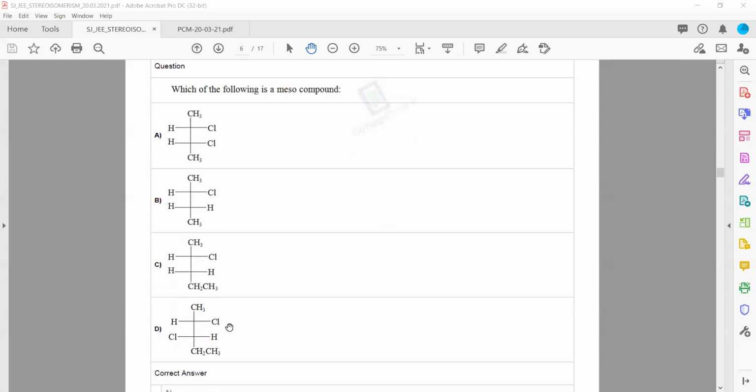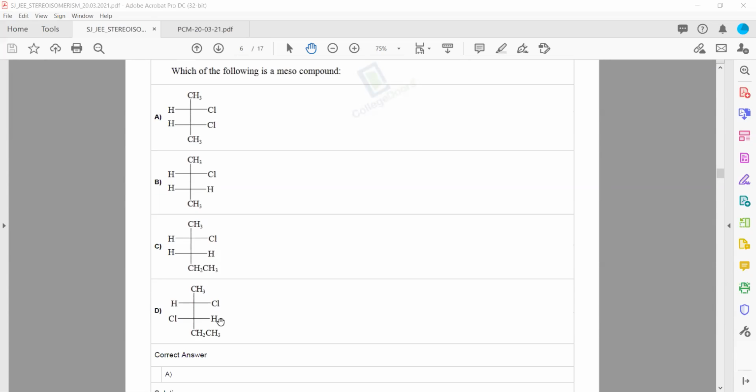Which of the following is a meso compound? A. अब यहाँ तो clearly दिया हुआ है because if you see the plane over here, it's dividing the molecule into equal parts. बाकी सारे में देखोगे तो there will be the RR या SS configuration which will actually be an enantiomer.